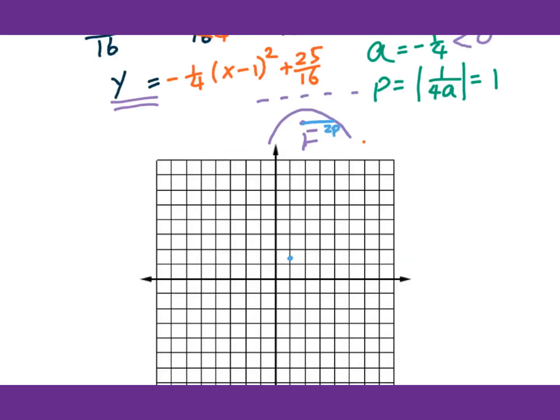Now let's sketch graph. Find the vertex. That's (1, 25 over 16). Then I go up 1, go here. That will be directrix. Then go down 1. That's the focus. From focus, I go to right 2, left 2, because 2p equals 2. Then I connect these 3 points. That will be the graph for this parabola.